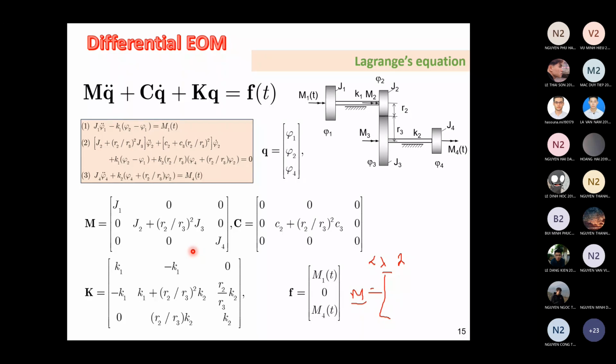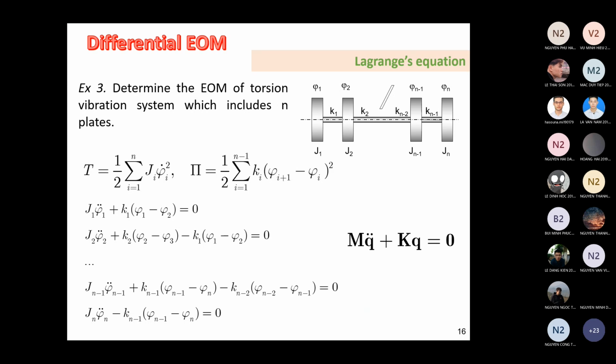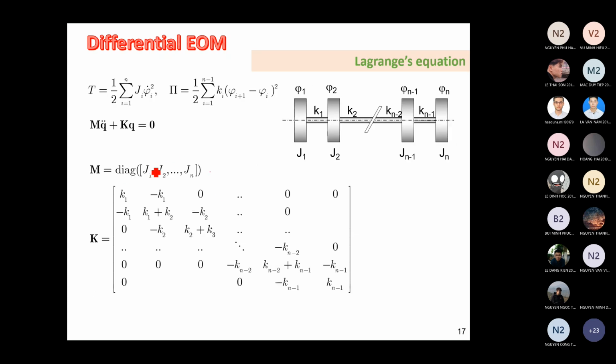This is called the diagonal matrix. Anyone remember this word? Diagonal matrix. Okay, so this is the matrix M form.